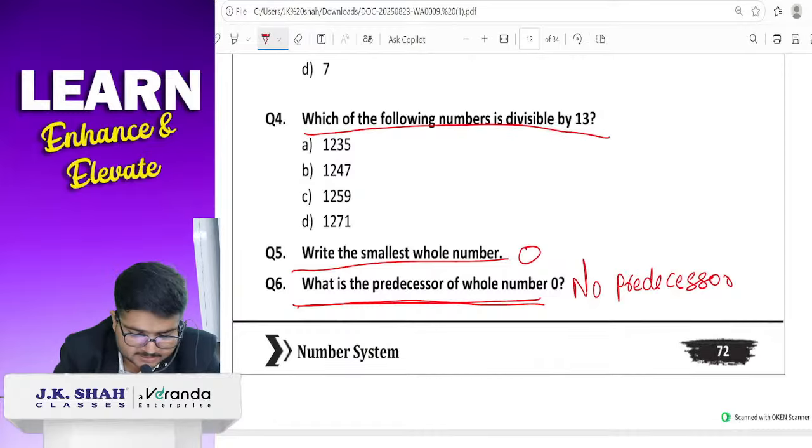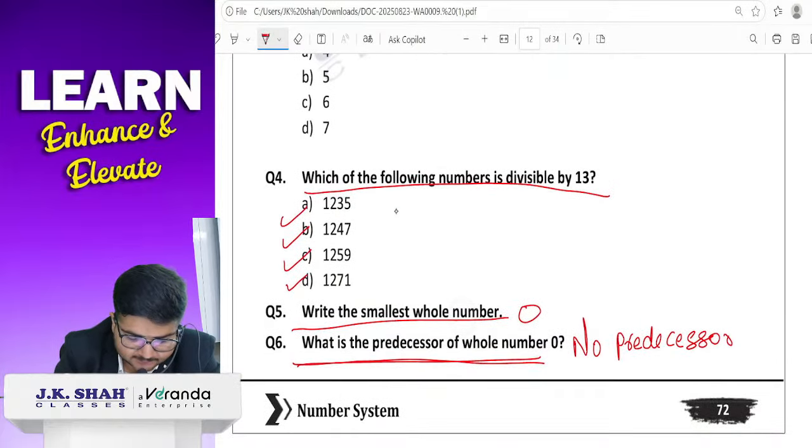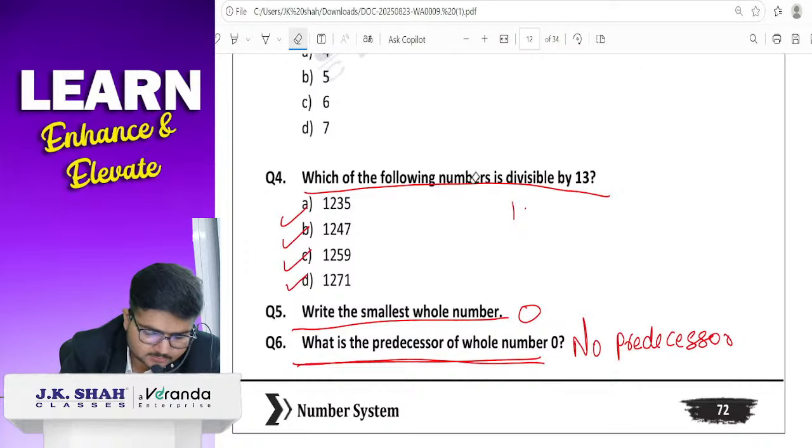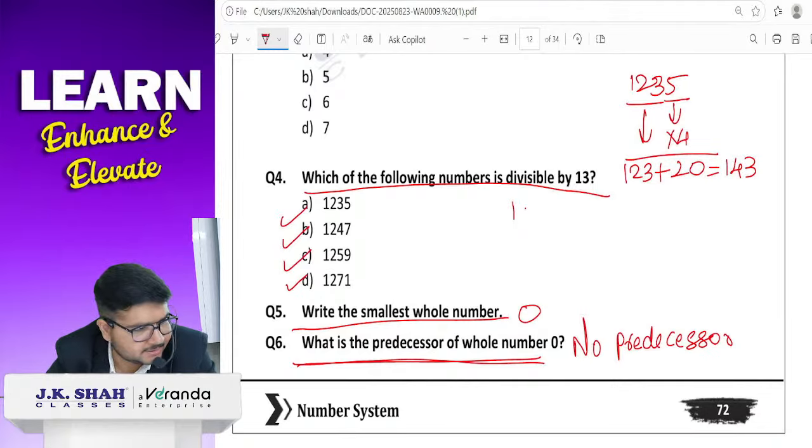Which of the following numbers is divisible by 13? So we have to apply the divisibility rule of 13 in all the options. Let us take the first option, 1235. What was the divisibility rule of 13? Take the last digit, multiply by 4. Answer is 20. Take the remaining digits and add. Answer is 143. Now is this divisible by 13 or not?